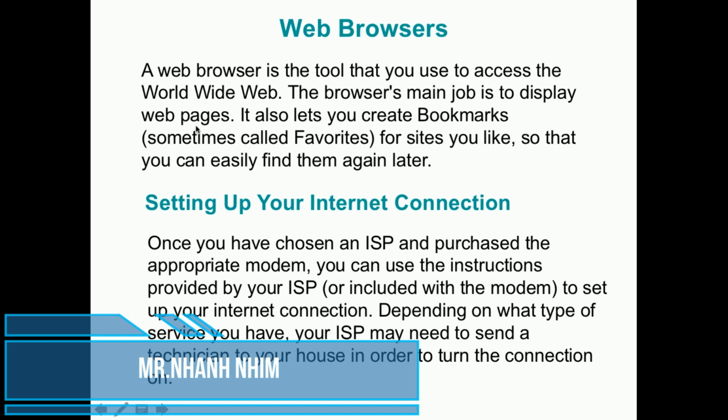Setting up your internet connection. The first one, you need to choose an ISP and purchase the appropriate modem. You can use the instructions provided by your ISP, included with the modem, to set up your internet connection. Depending on what type of service you have, your ISP may need to send a technician to your house in order to turn the connection on.